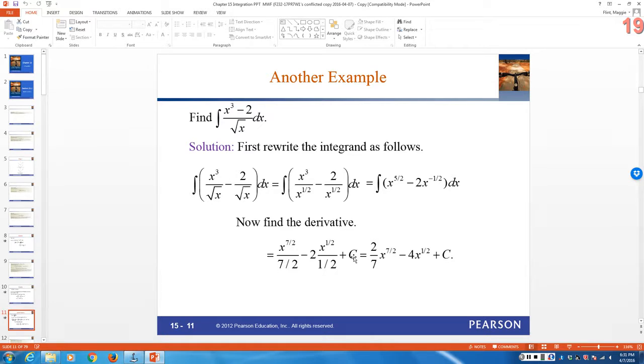But if you want to go to the final step, basically remember that if you're dividing by 7/2, you're multiplying by 2 over 7. And if you're dividing by 1/2, you're multiplying by 2. So 2/7 comes up and goes in front, times x to the 7/2 minus 2 over 1 times 2 gives us 4. So if you want to clean it up a little bit, you can, but there's nothing wrong with that first version there. This is actually fine, just like it was with derivatives. It's not the simplification that's the big deal.